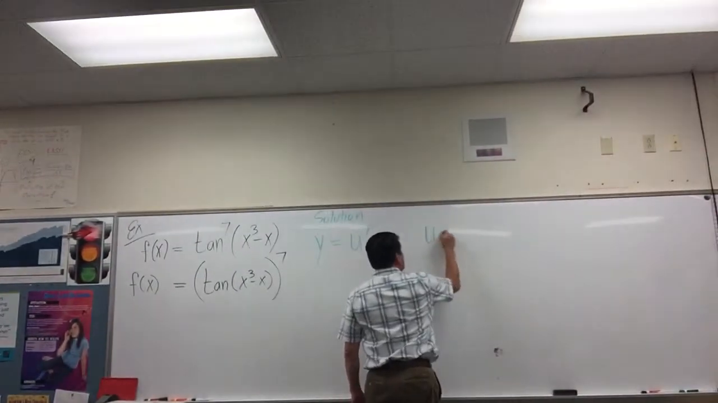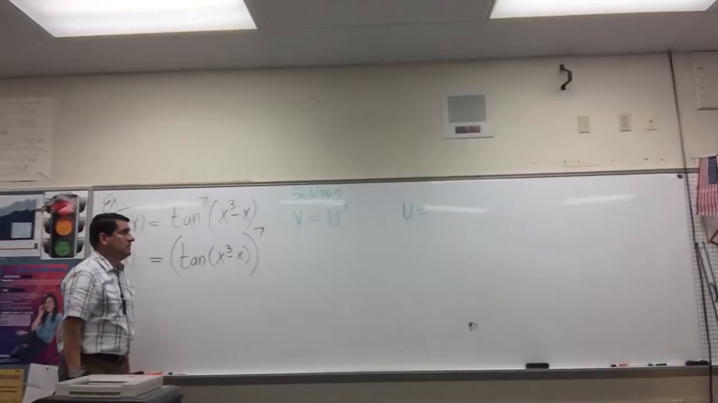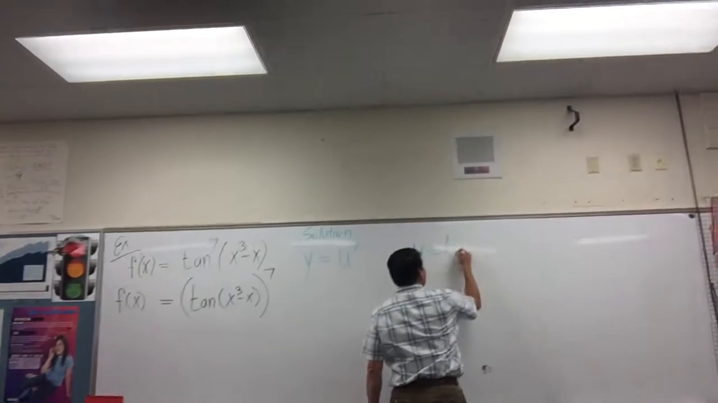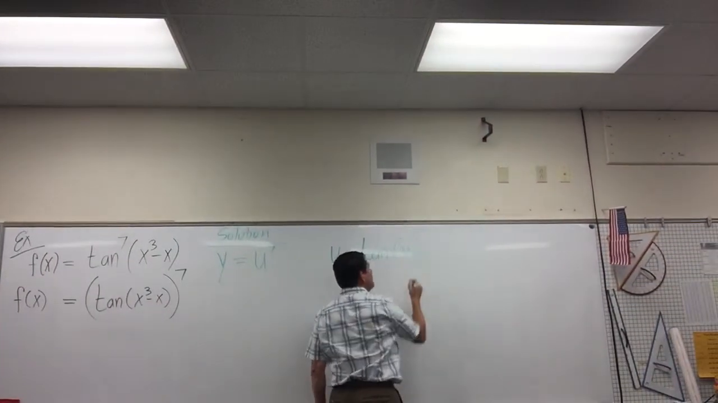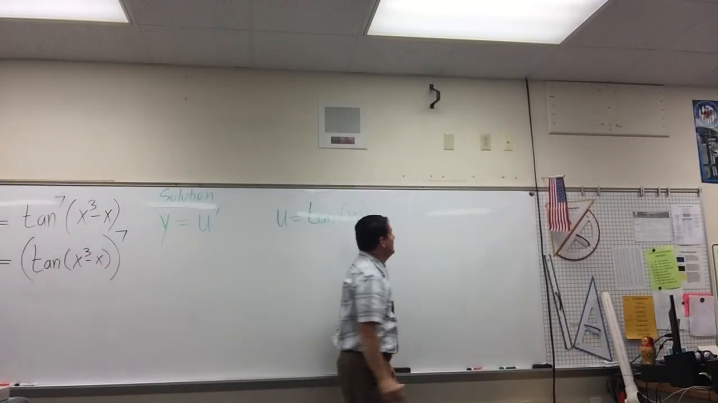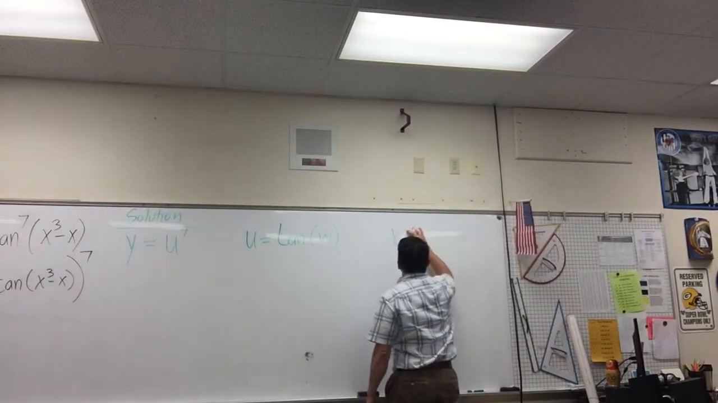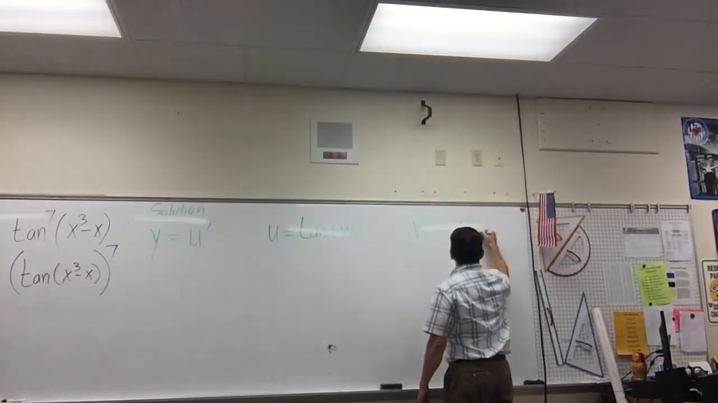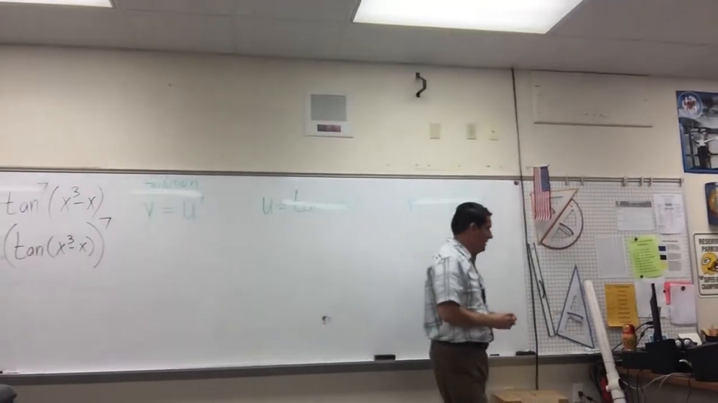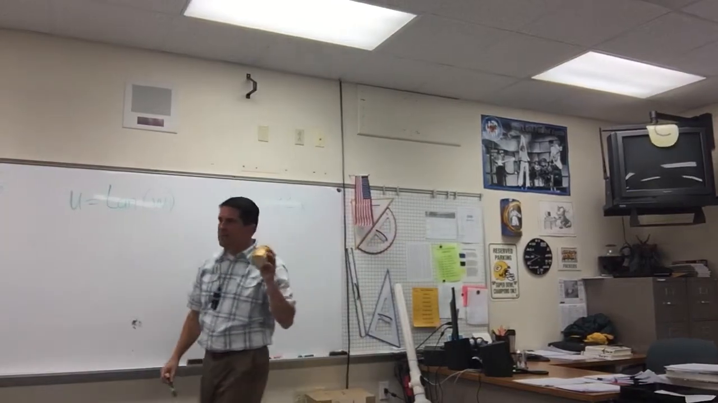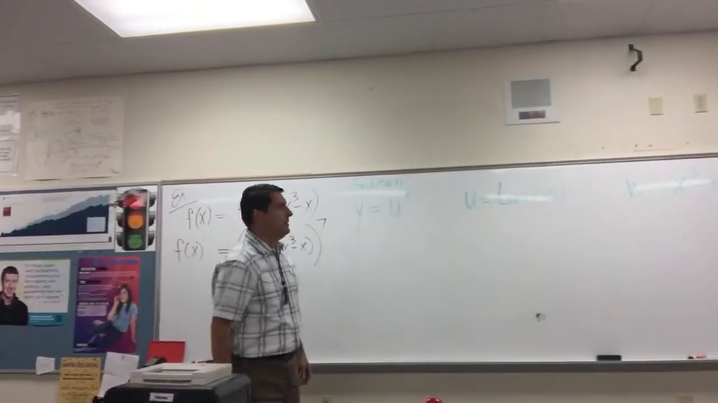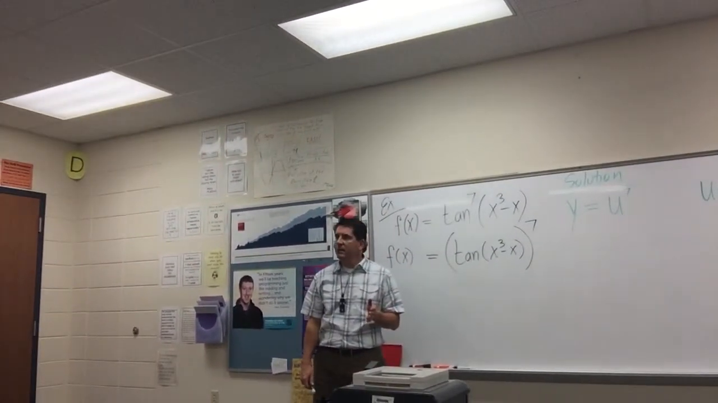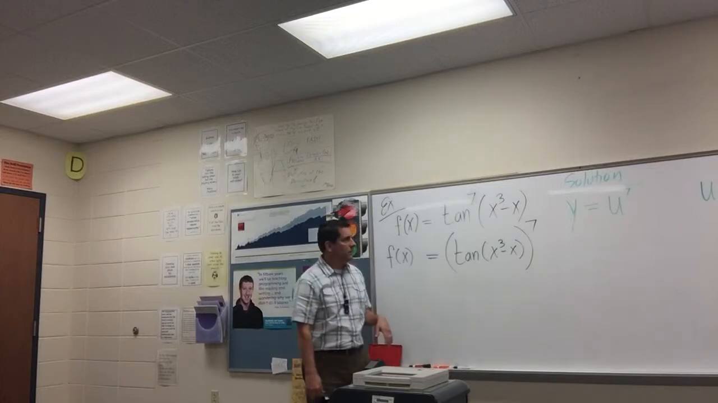But then, u is equal to what? Tangent of w, where w is equal to x cubed minus x. That means there were three of these, right? There was one inside of another inside of another. Okay, chain rule. Now, if you do it the mechanical way, it just all works out. Okay, so let's just do it.